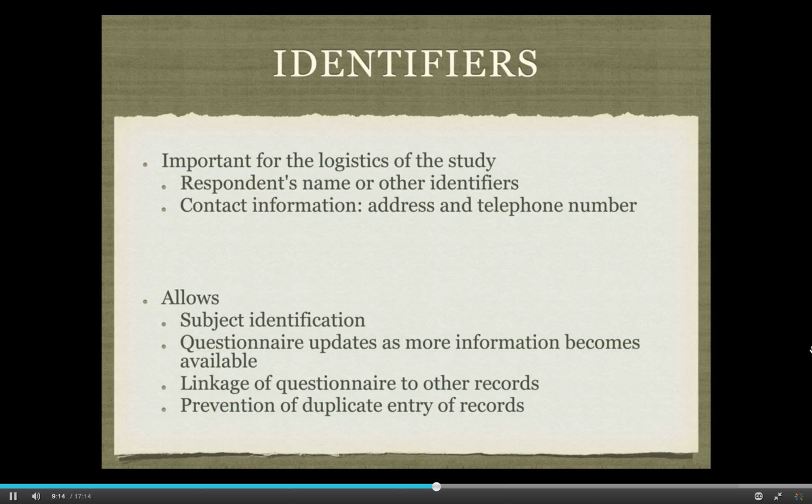So again, just to go into detail on the identifiers, they are the respondent's name or other identifiers, and their contact information such as address and telephone number. And this information is usually sensitive information that cannot be displayed along with the data. And so they're kept separately, mainly because of privacy issues and securing confidential information of your participants.